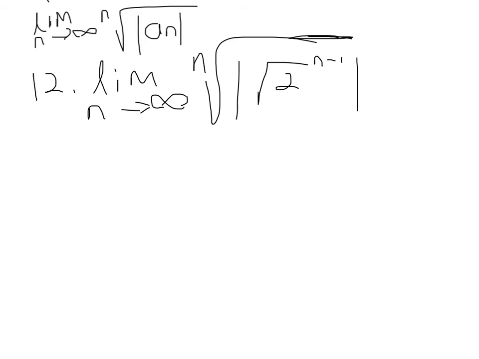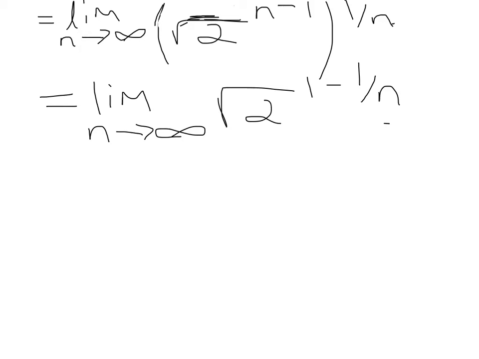Hi, this is Peter, and I'm going to be doing the root test. For the root test, we need to find the limit as n approaches infinity of the nth root of the absolute value of a sub n. We first plug in our value, which is the square root of 2 raised to the n minus 1, in order to find the limit. For the second step, we take the absolute value of the square root of 2 raised to the n minus 1 out, because the square root of 2 raised to the n minus 1 is positive. We also change the nth root to the power of 1 over n.